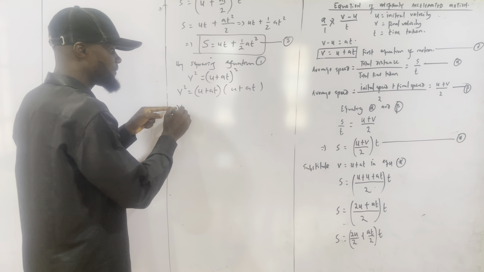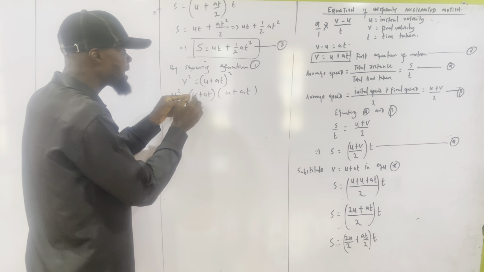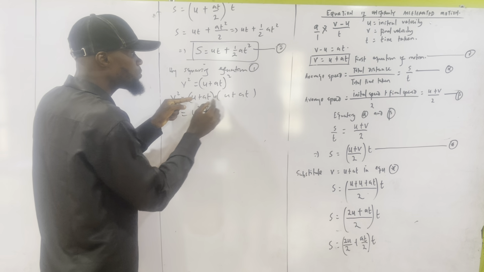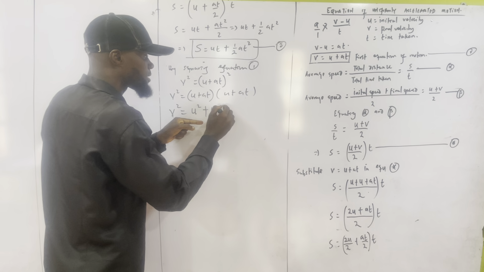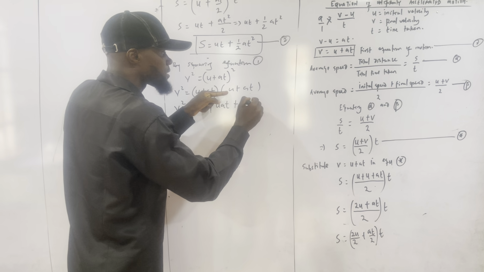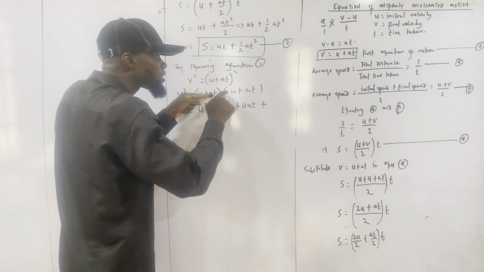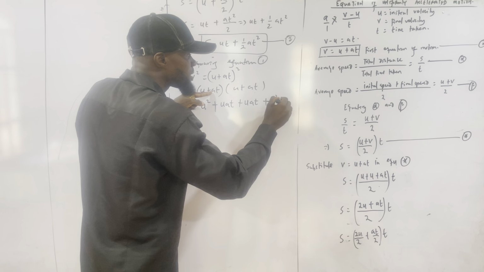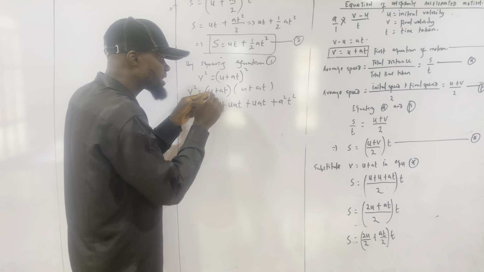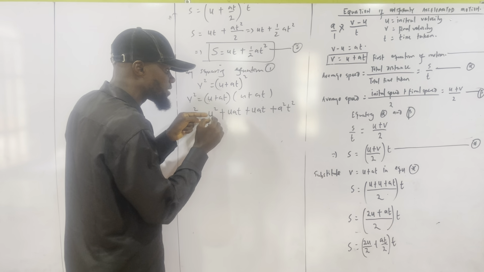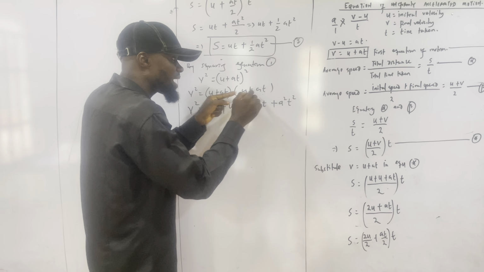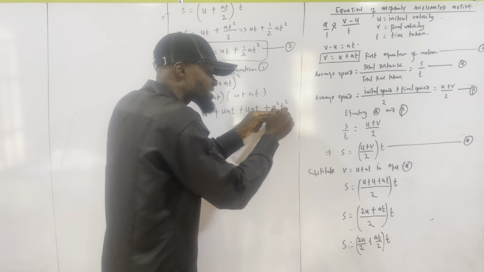And this implies we have v squared equals, by the time this u multiplies this u, u squared, plus, by the time this u multiplies at, uat, plus, by the time this at multiplies this u, another uat, plus, by the time this at multiplies this at, a squared t squared. The u here multiplies this u first, then later the u here multiplies the at, giving us the first two terms. The at here multiplies the u, giving us the third term. The at multiplies the last at, making the last term.